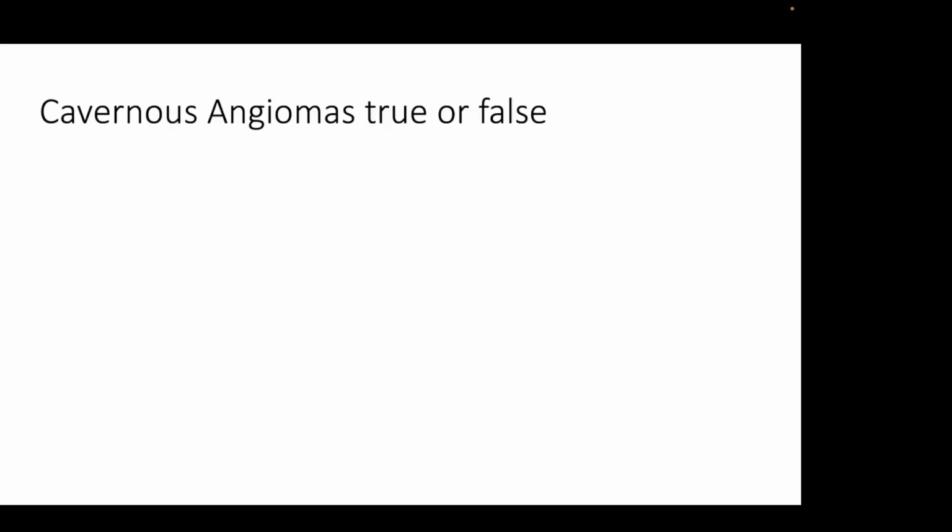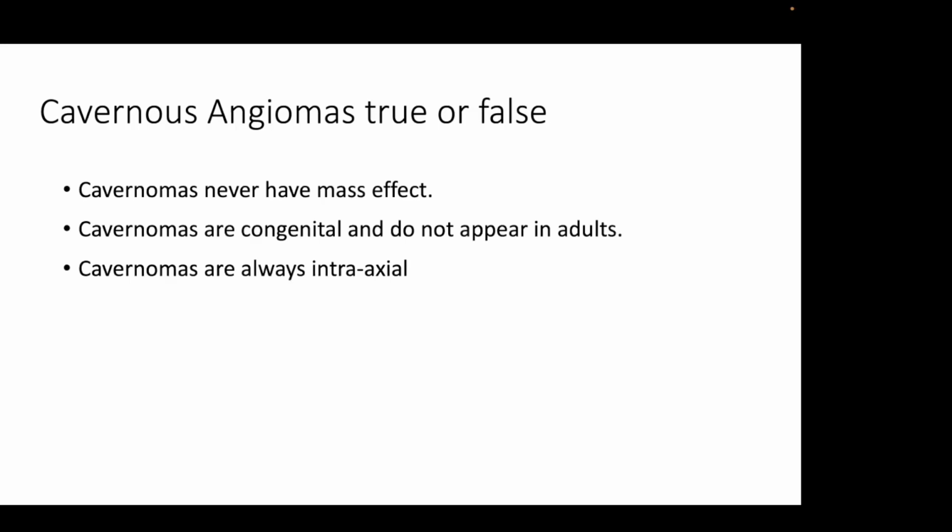Here's a few questions I want you to consider. True or false? Cavernous angiomas never have mass effect. Cavernomas are congenital and don't appear in adults. Cavernomas are always intraaxial. So think about that to yourself. How would you answer these as true or false, each one? And I'm going to tell you that these are all false.